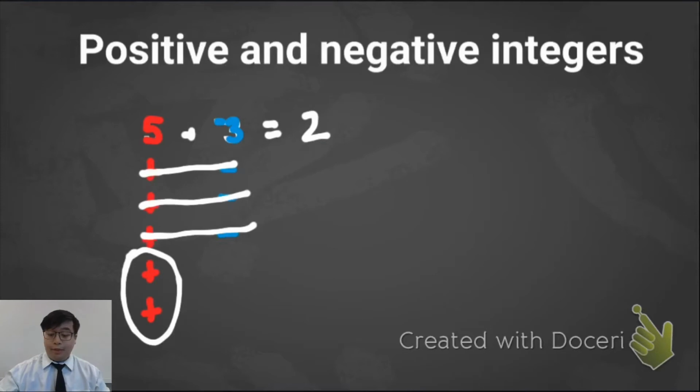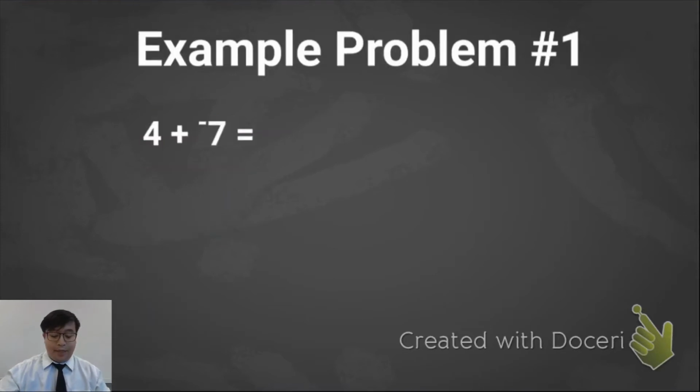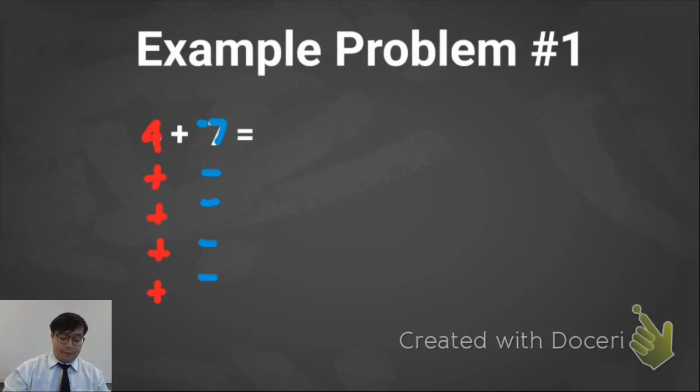Okay, so let's go over our first example. Here I have 4 plus negative 7. So again, the way I like to think about it is, when I have 4 positives, that's the same as having 4 of these plus signs. 1, 2, 3, 4. And when I have negative 7, that's the same as having 7 of these negatives. 5, 6, 7. So I know opposites are going to cancel each other out.